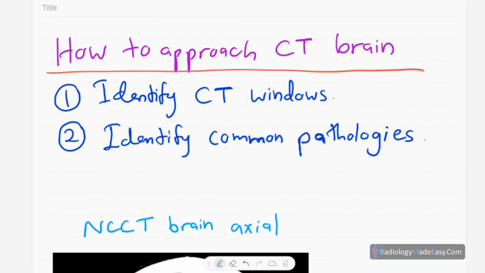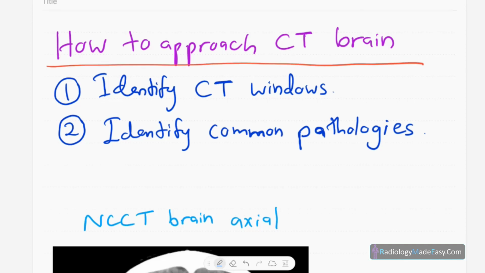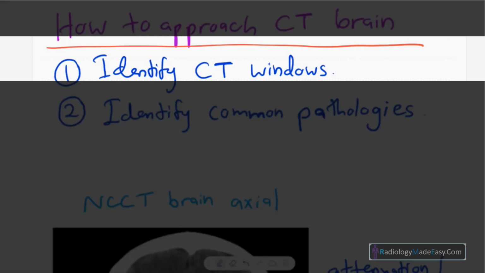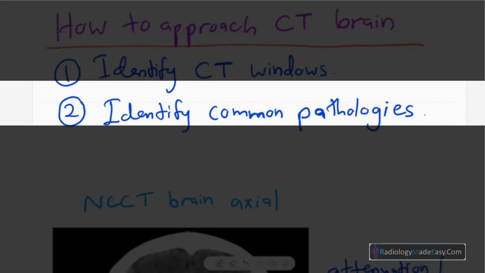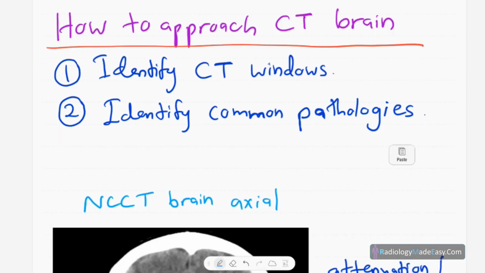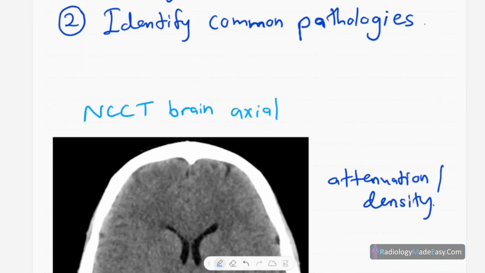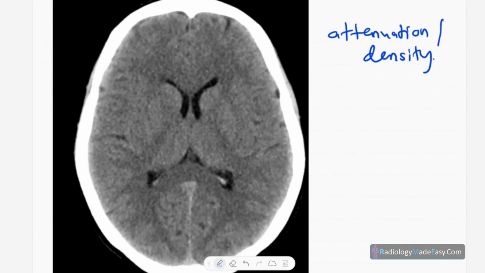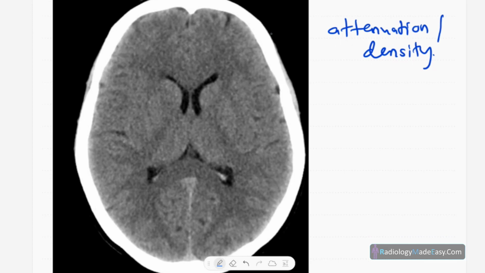So I'm going to discuss a new topic in the how to approach series, that's how to approach CT brain. In this video I'm going to describe how to identify CT windows or different sequences and identify common CT pathologies. So first, the common thing we do is non-contrast CT brain. This is the axial section taken at the lateral ventricle level.